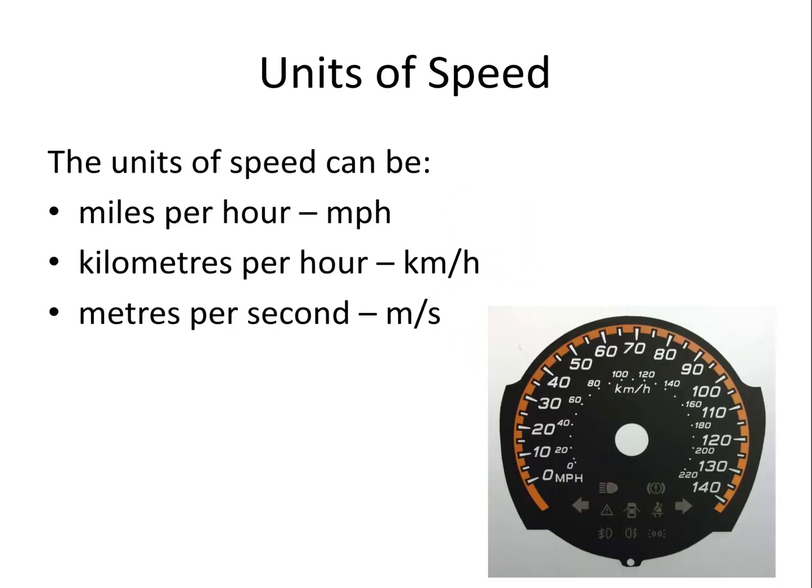The units for speed can be miles per hour, which is written as mph, kilometres per hour, which is km/h, and metres per second, which is m/s. It's important that miles uses a p and kilometres and metres do not. Otherwise, miles per hour and metres per hour would look exactly the same.